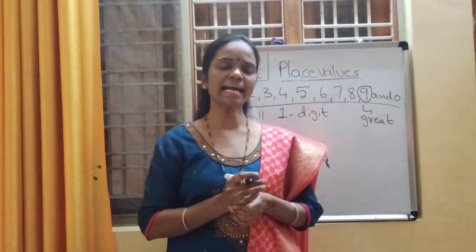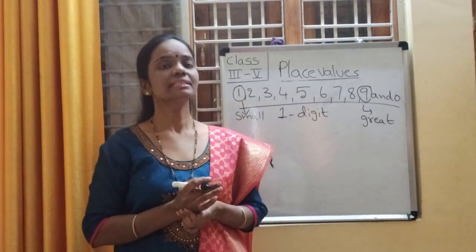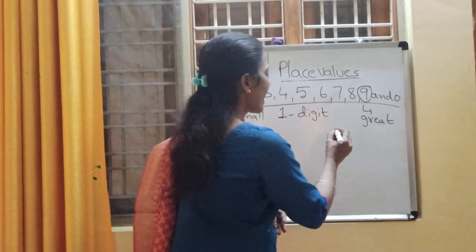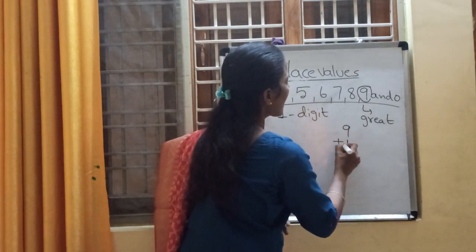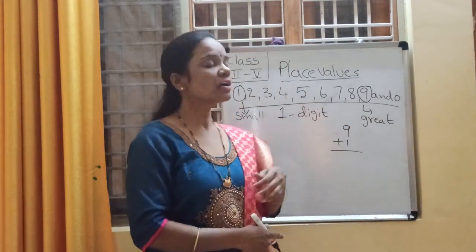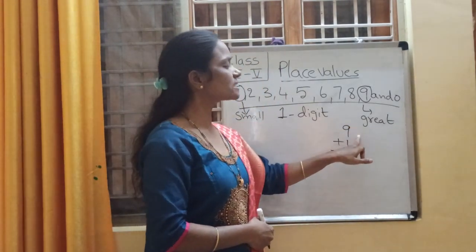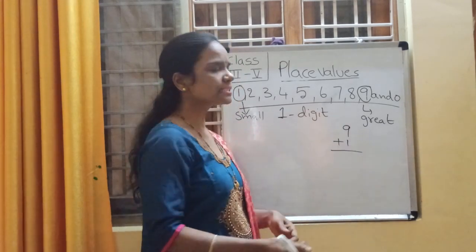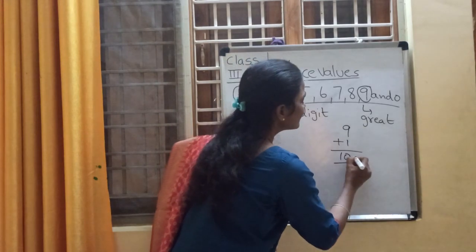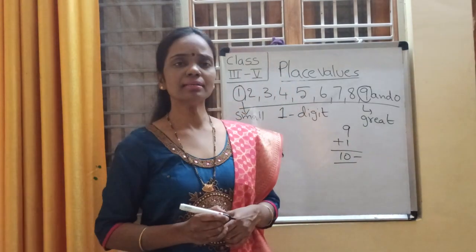And children, tell me, after 9 what number will come? 10. Then how do you get 10? When we add 1 to the 9. What is 9 here? It is the greatest one digit number. When we add 1 to the greatest one digit number, we will get 10. 9 plus 1, how much? 10.